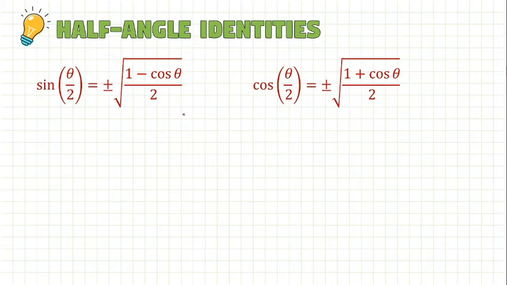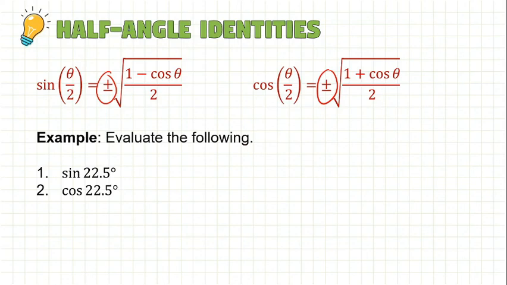Now, observe that the formula involves plus minus. So this one only indicates the sign of sine and cosine, depending on the location of the given angle. So we will still apply the sign of the sine and cosine, depending on the quadrant where the angle is located. So let's try to apply this one.